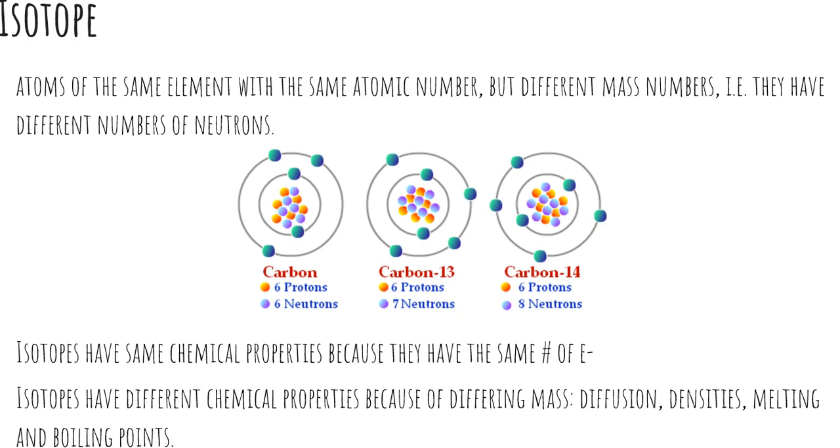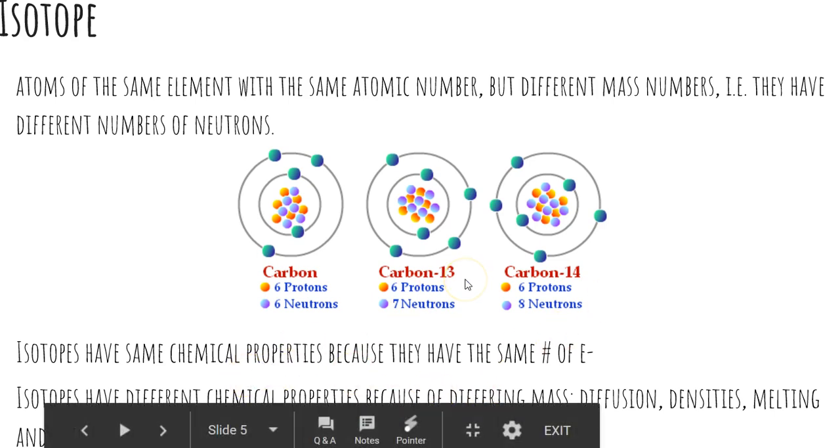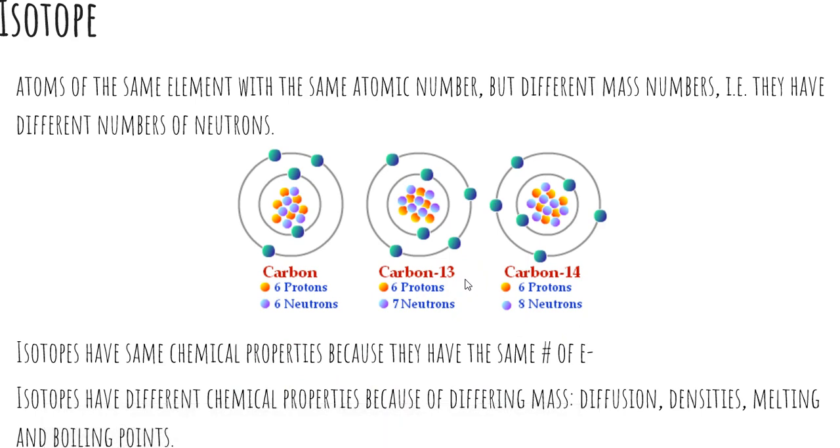Isotopes all are going to have very similar chemical properties. It's because chemical properties are determined by the number of electrons. And you can see here that they all have the same number of electrons. But they're going to differ in their, oh, that's supposed to be physical properties. They're going to have different physical properties, such as mass. If they have a lower mass, they're going to have faster rates of diffusion, lower densities, and lower melting and boiling points.